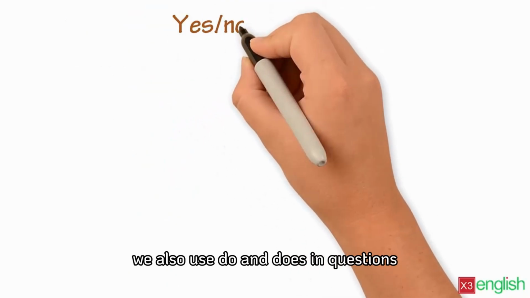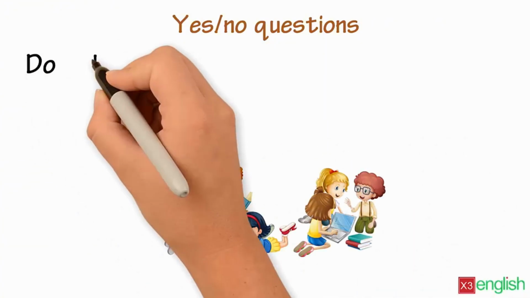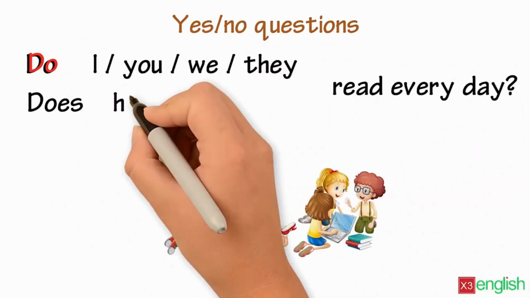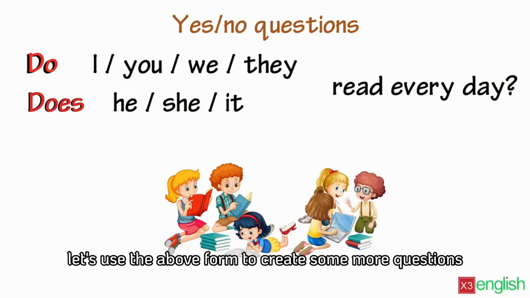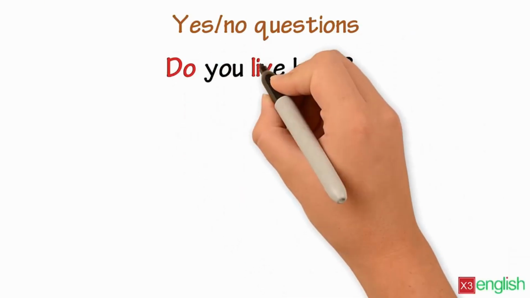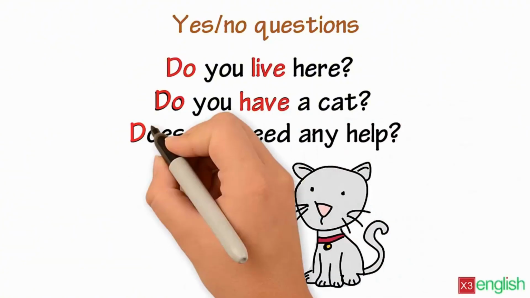We also use do and does in questions. For example, with yes or no questions. Do I, you, we, or they read every day? Does he, she, or it? Let's use the above form to create some more questions, shall we? Do you live here? Do you have a cat? Does she need any help?